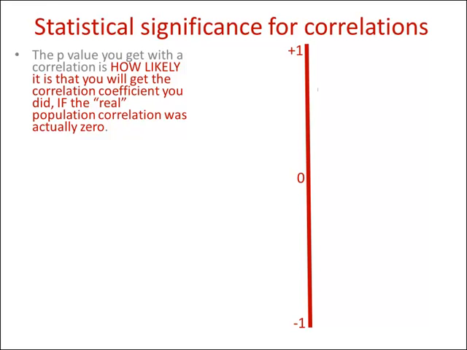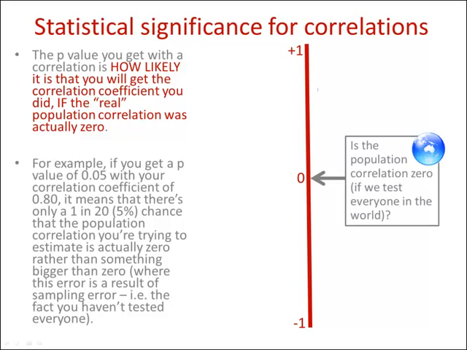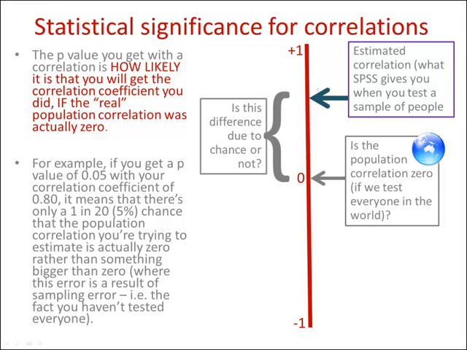Coming down to the p-value you get with the correlation, the question we're asking is how likely is it that you'll get the correlation you did if the real population correlation was actually zero, so effectively a null hypothesis. To give you an example, if we get a p-value of 0.05 with a correlation coefficient of 0.8, it means that there's a 5% chance that the population correlation you're trying to estimate is really zero, where that error you've made is a result of sampling error. Is the population correlation actually zero? Is the difference between your estimate and the real thing, could that be down to chance or not?